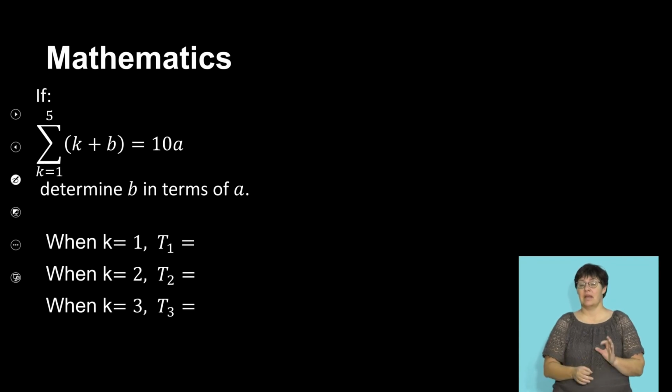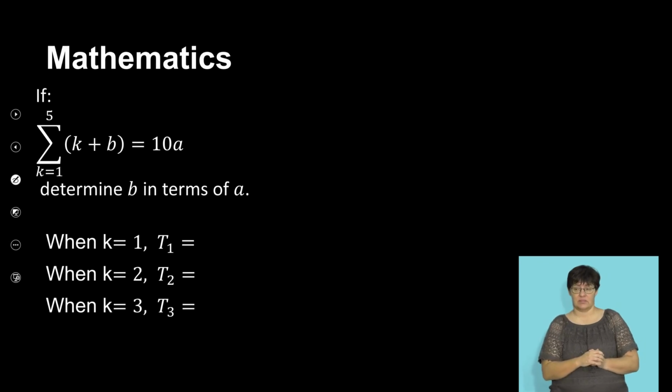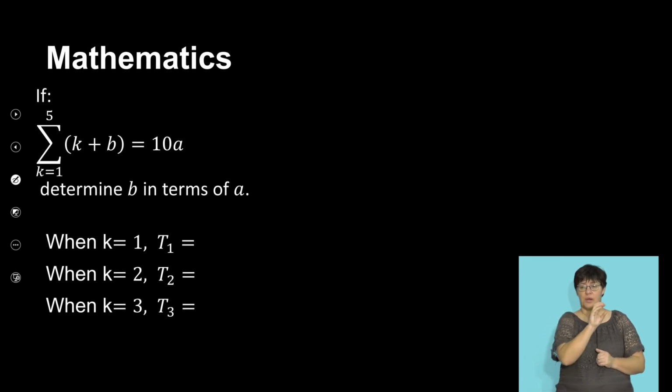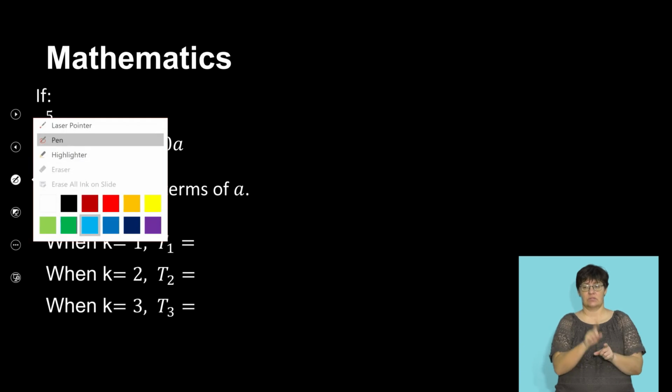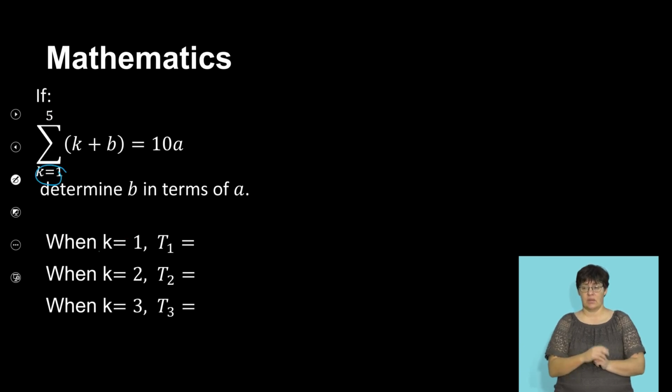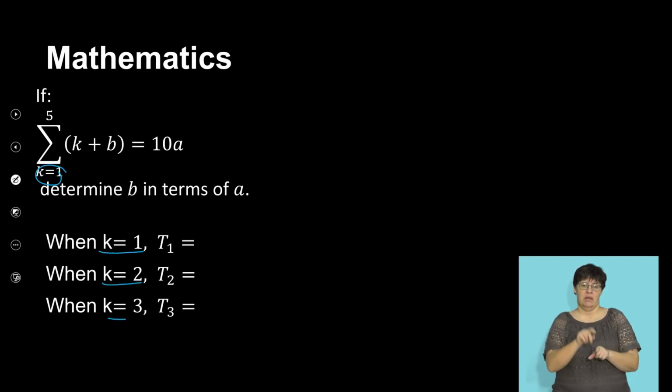So, if the sigma sum of k plus b is equal to 10a, we need to determine b in terms of a. So, we're first going to substitute in k is equal to 1, k is equal to 2, and k is equal to 3 in order to actually determine the first three terms of the sequence.